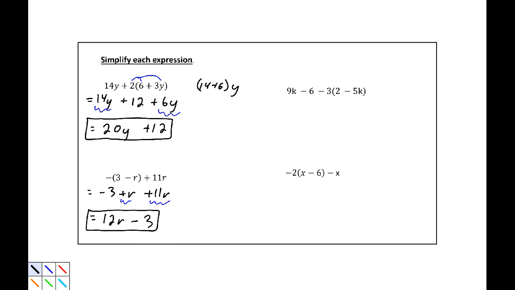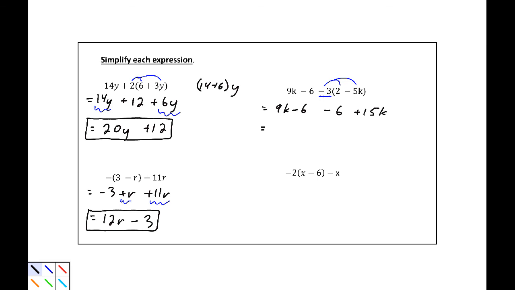My next example, we have 9k minus 6 minus 3, open parentheses, 2 minus 5k, close parentheses. Again, we will distribute the 3 here. Now, I'm going to go ahead and distribute a negative 3 because the negative is going to change the signs here. It's going to take the opposite. So when I distribute, I'm going to think negative 3 times 2, which is minus 6, and negative 3 multiplied by negative 5k, which would be plus 15k. And I'm going to bring down 9k minus 6 so that this becomes 9k minus 6 plus 15k.